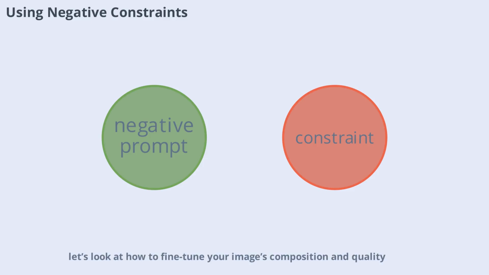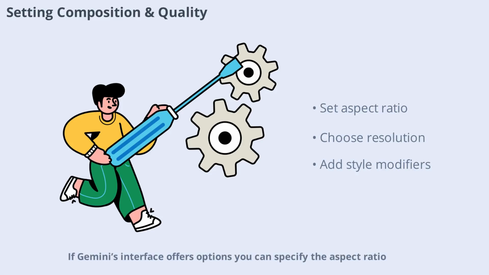Now, let's look at how to fine-tune your image's composition and quality. Gemini's interface offers options. You can specify the aspect ratio, resolution, and style modifiers for your image. For example, choose a 2:3 aspect ratio for a cinematic look, select the highest resolution for detailed results, and add style tags like photorealistic or ultra-sharp. These settings give you greater control over the final output, ensuring your image matches your vision. Once you've set these, you're ready to generate your image.